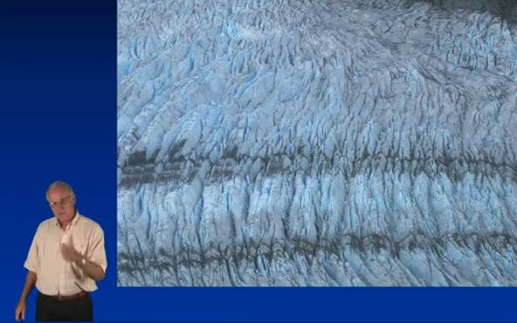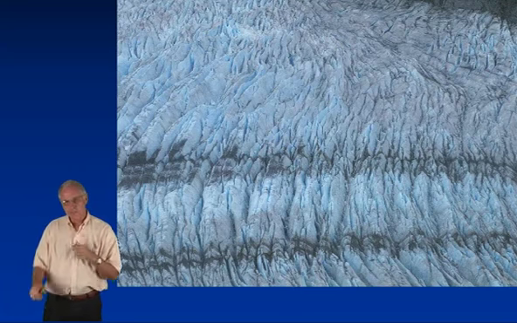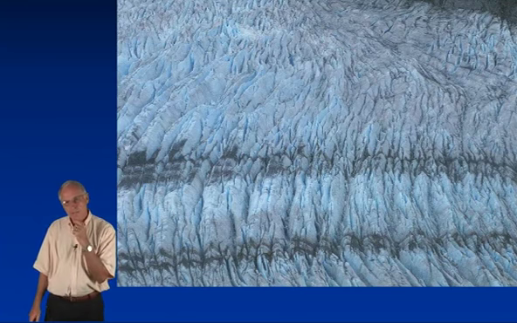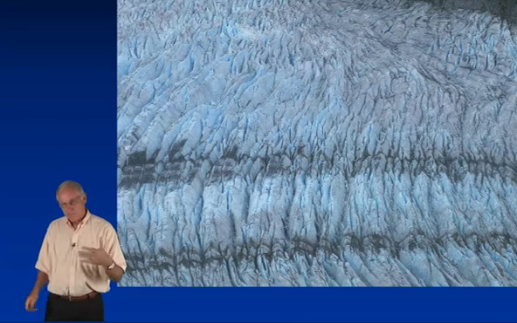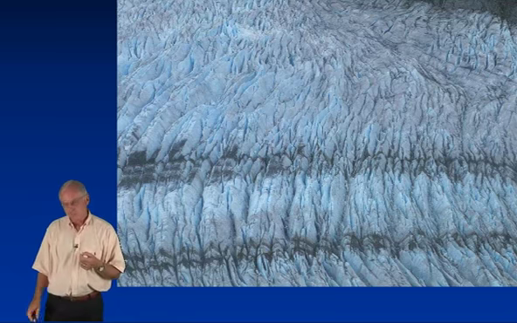Here's a network of crevasses cutting across the Hubbard Glacier. You can see the crevasses have cut across two dark zones. Those are medial moraines that have been disturbed by the crevassing process.